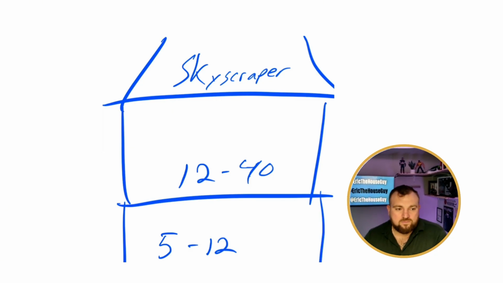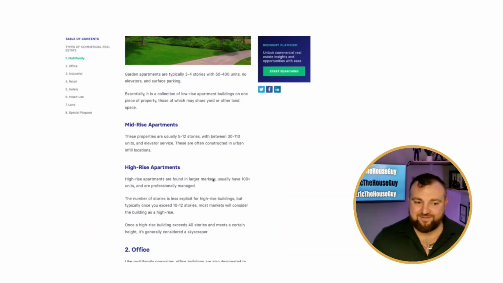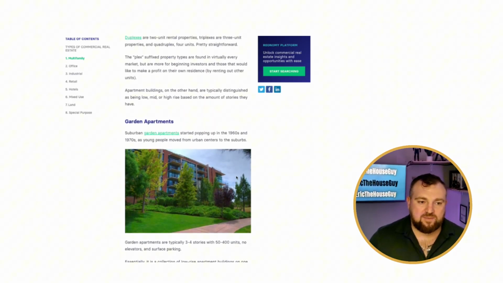Now, overall, this is your main takeaway from multifamily. This is it. There's definitely more that's involved, but to keep it very simple, this is as far as we're going to dive into what multifamily is.